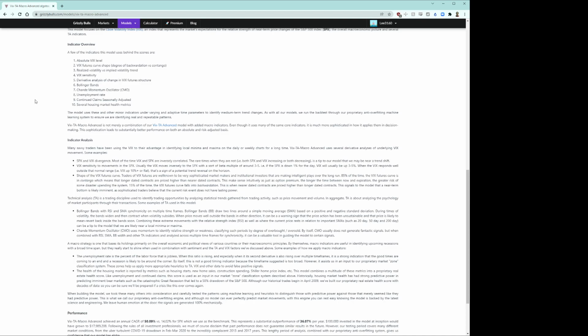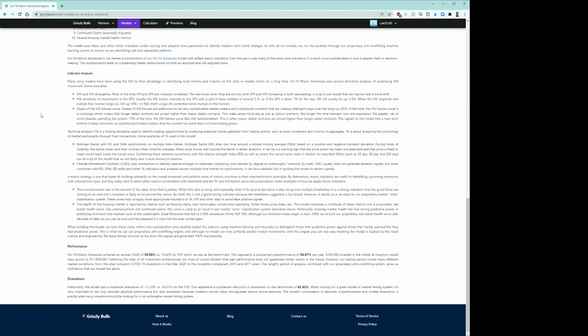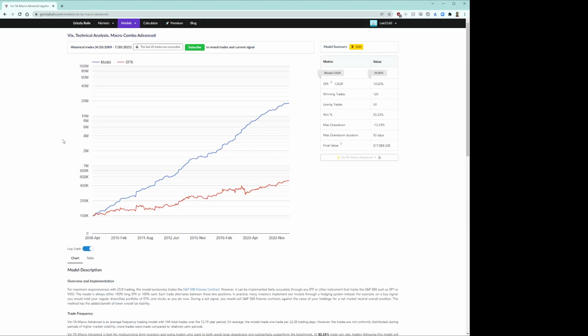If we're in a pullback in a very strong macro environment, it's likely that the market is going to bounce back quickly, 9 times out of 10. If we're in a pullback and we're in a weak macro environment, it's likely that if there is a bounce back, it's not going to bounce back much. It's going to bounce back here and then just continue on down. So this is some of the ways that this algorithm works.